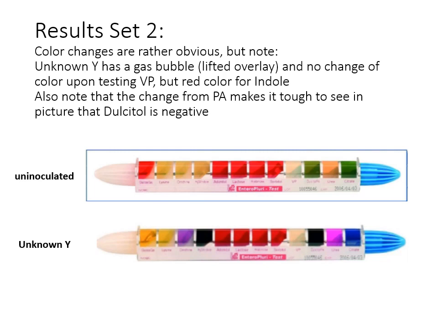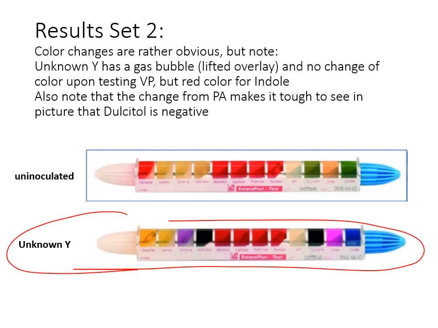You will then be able to do the same thing for unknown Y. Okay, so unknown Y, the final results are right here. I also put some information up top again. So if you're having trouble seeing in the picture, notice that the gas bubble is present. Notice that there is no change of VP, but there is red color for indole, or pink color, sorry, for indole. I should have written pink.